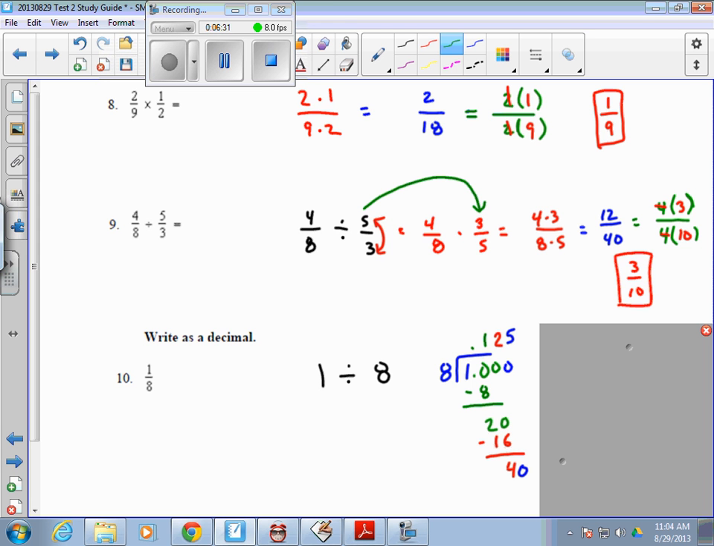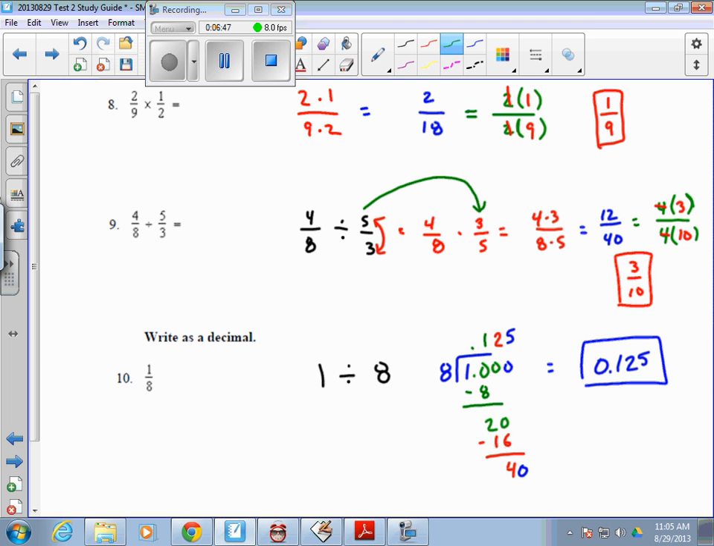You've got to bring another 0 down. 8 goes into 20 2 times. Multiply it by 2, you're left with 16. Subtract it, you get 40. Bring another 0 down. It goes into 40 5 times. So 0.125 is your decimal. But again, number 10, all that says is 1 divided by 8.